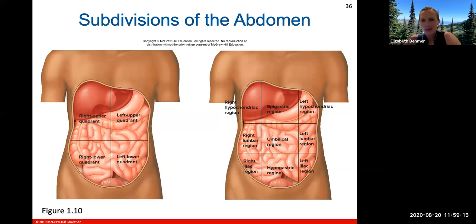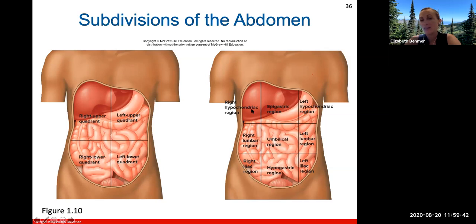So dividing the abdomen into quadrants or regions is important for surgical terms. It's important for diagnosing pain. If someone comes into the ER and complains of extreme pain in the right iliac region or right lower quadrant region, you might wonder if there's appendicitis, a problem with the appendix, which is right there. Right upper quadrant, left upper quadrant, and left lower quadrant.